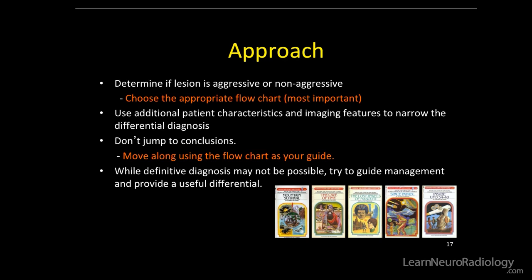Okay, so our approach before we go into the 5 cases is determine first and foremost if the lesion is aggressive or non-aggressive, and that'll be the most important decision because that'll tell us which flowchart to use. Aggressive lesions are going to have cortex destruction, ill-defined margins, and extraosseous soft tissue components. If you don't see any of those 3, you're going to want to lean towards deciding to use the non-aggressive flowchart. As we get further in the flowcharts, we can use additional patient and imaging characteristics to narrow our differentials. Don't jump to conclusions, just move along using the flowchart as your guide. And while definitive diagnosis may not be possible, try to guide management and provide a useful differential.